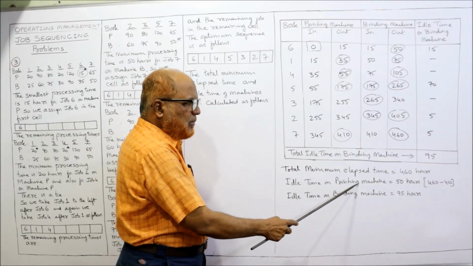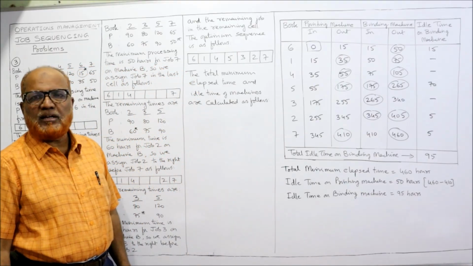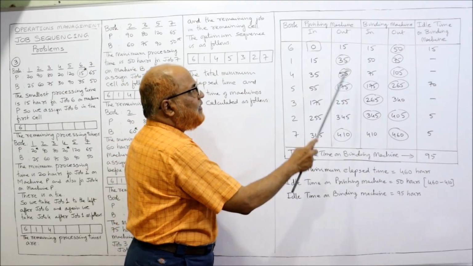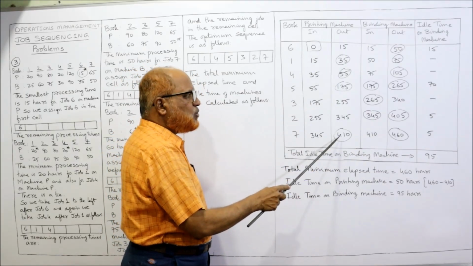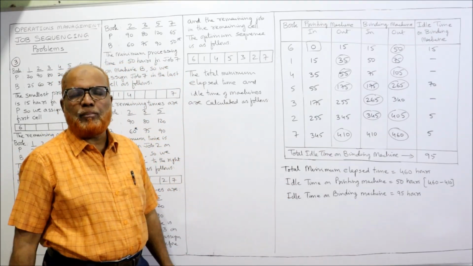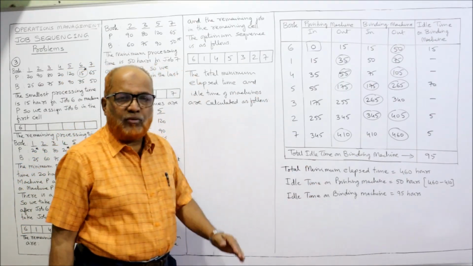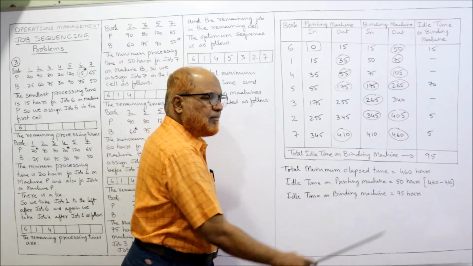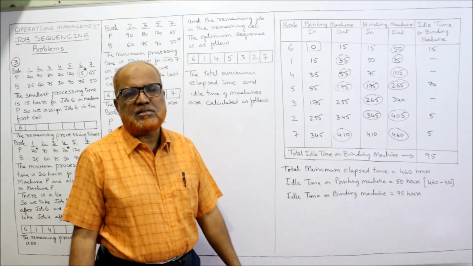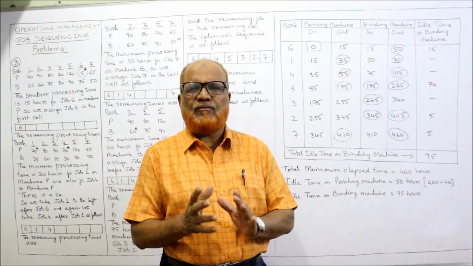Idle time on printing machine. On printing machine it is 50 hours. How 50 hours? 460 is the total time. The printing machine completed its work at 410. At 410 all the jobs are completed on printing, but the binding work was completed at 460. So 460 minus 410, 50 hours. Now what is the total idle time on binding machine? 95 hours. That's all. So this is the third problem I have completed, each and every point.